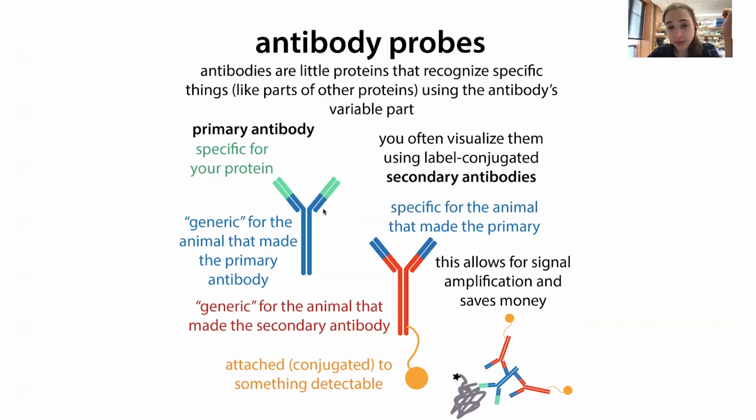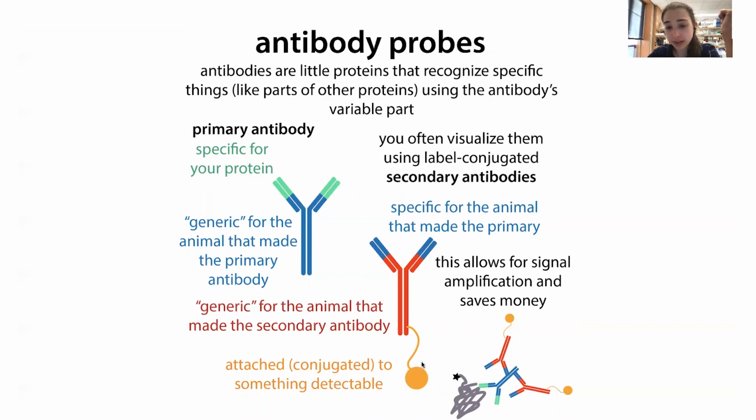So this is the constant region. Remember, it's constant for that animal. And then you have this variable region, and this variable region is going to be specific for the protein that you want. And so you can use this antibody in order to probe for the thing that you want. But now we need a way to detect it. Typically how this is done is that we have a secondary antibody. And so this secondary antibody is going to be attached, or what we say conjugated, when it's permanently attached like this. It's conjugated to something detectable.